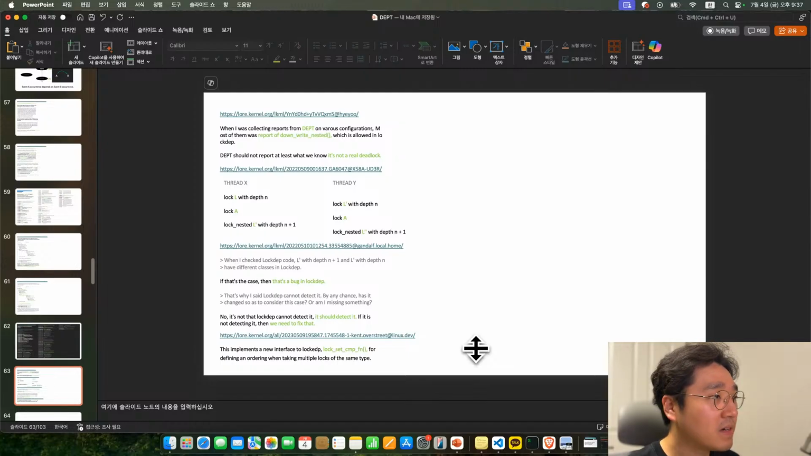Adding the annotation is easy, right? There are so many annotations implemented by Lockdep, so DEPT can utilize that, almost 20 years of additions. I'm looking forward to your review of the DEPT implementation, the code review.